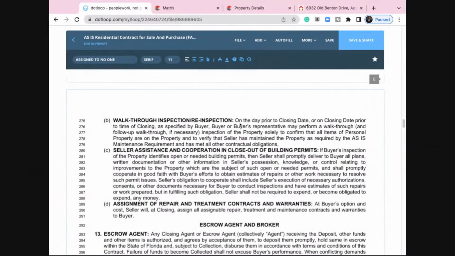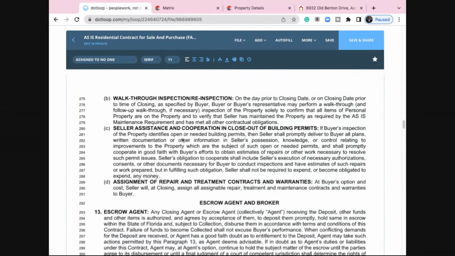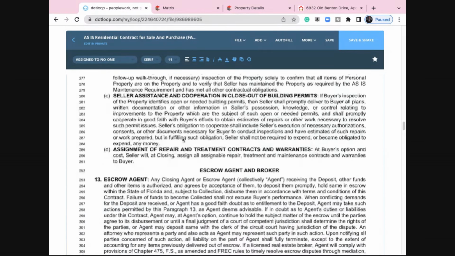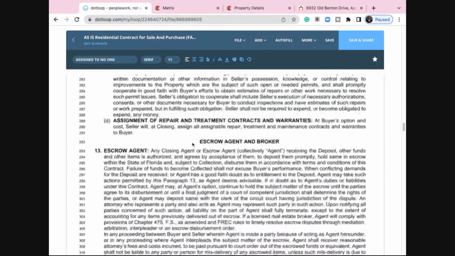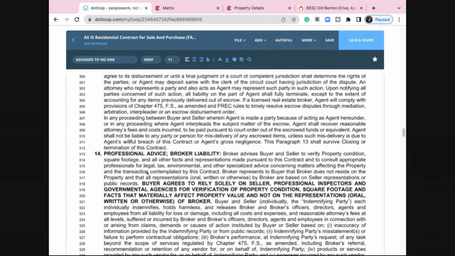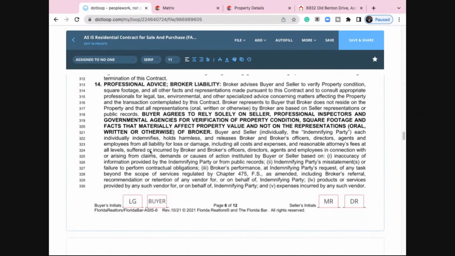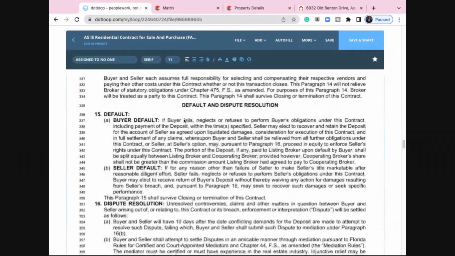We have the walkthrough inspection. Again, they have to make the property available for us to walk through. Seller assistance, incorporating and close out of building permits. They have to close out the building permits. You should read this, the escrow agent, how they should handle the escrow. Professional advice, broker liability. Definitely, the broker advises buyer and seller to verify property condition and so on.